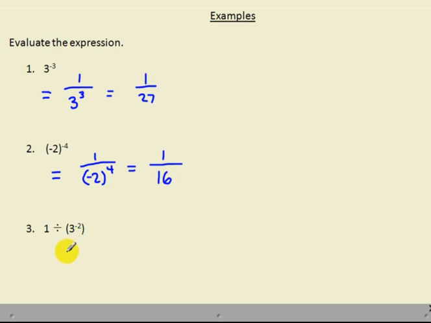Okay, number 3, we have 1 divided by 3 to the negative 2 power. So this is 1 over 3 to the negative 2 power. We can make that a positive exponent by bringing it up into the numerator. So this is going to be equal to 3 to the positive 2 power, or in other words 3 squared, which is 9.